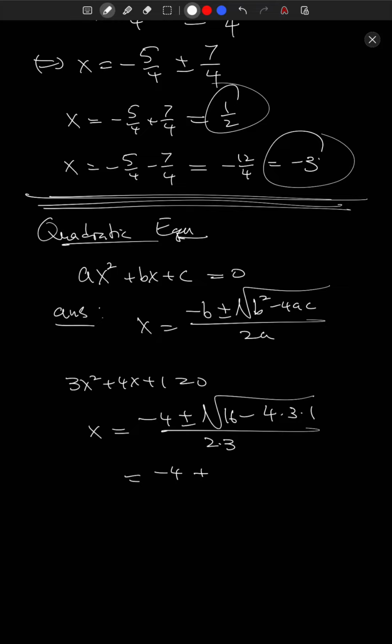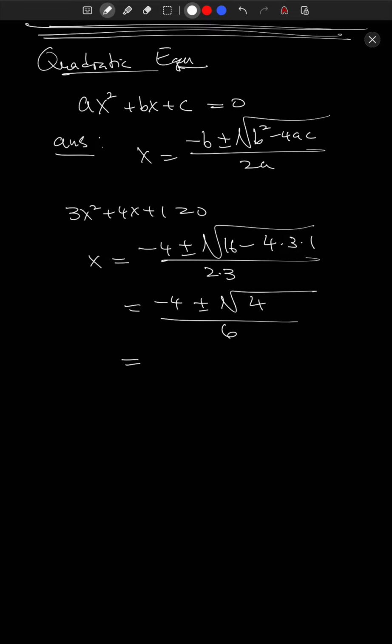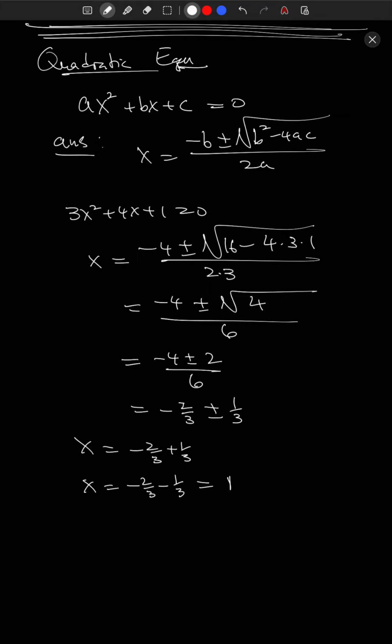So minus 4 plus or minus square root. 16 minus 4 times 3 is 16 minus 12. So that's going to be square root 4 over 6. And so this actually turns out to be minus 4 plus or minus 2 over 6, which is going to be minus 2/3 plus or minus 1/3. And so my solutions are going to be minus 2/3 plus 1/3, and x equals minus 2/3 minus 1/3. That bottom one is a minus 1. The top one is minus 1/3. All right. So that's how you would use the quadratic equation.